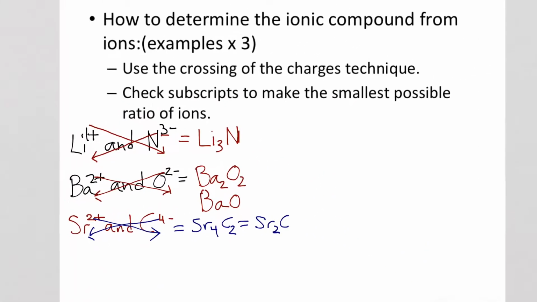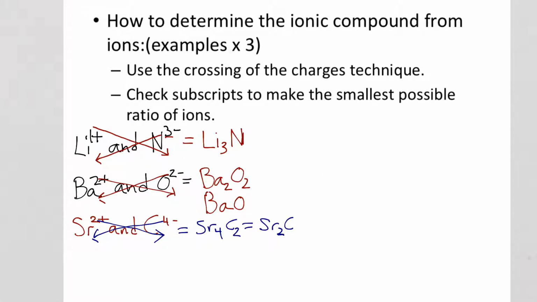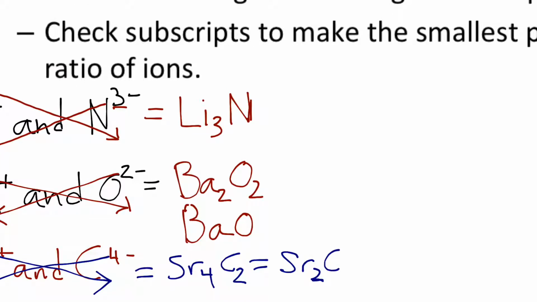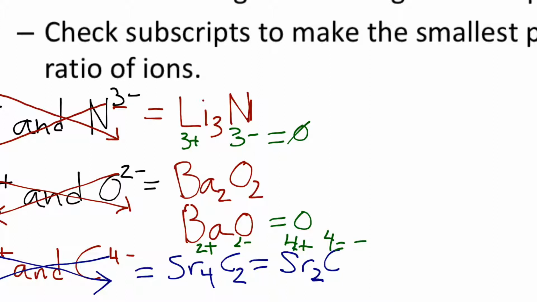So again, we're talking about crossing the charges in order to go from the superscript down to the subscript, and with these, if we examine the total charge, you would see it would be 0, because you would have 3 positive charges and 1 3-, which equals 0. Barium is a 2+, oxygen is a 2-, also equals 0. Strontium is 2+, and since we have 2 of them, that will be 4+, carbon is 4 minus, so that equals, again, 0.